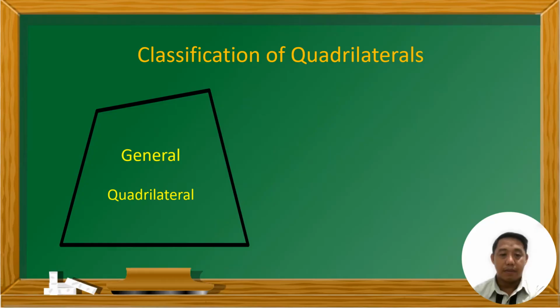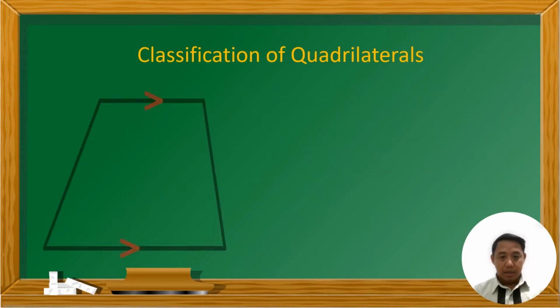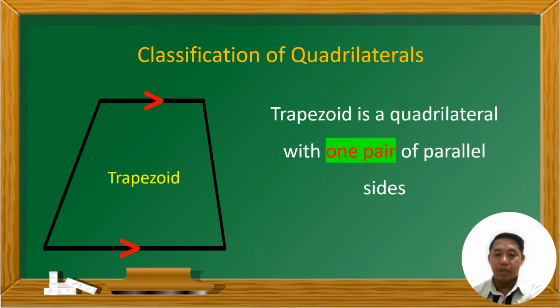So general quadrilateral. A general quadrilateral is a quadrilateral with no pair of parallel sides. Quadrilaterals are classified according to the number of pairs of parallel sides they have. Okay, general quadrilateral. And then next we have the trapezoid. Trapezoid is a quadrilateral with one pair of parallel sides. So ito yung pair ng parallel side na yan. Okay? Yan yung tinatawag na pair of parallel side.